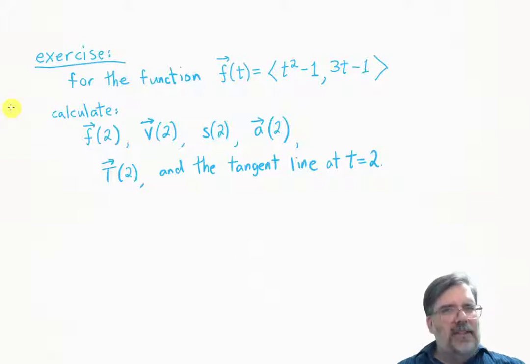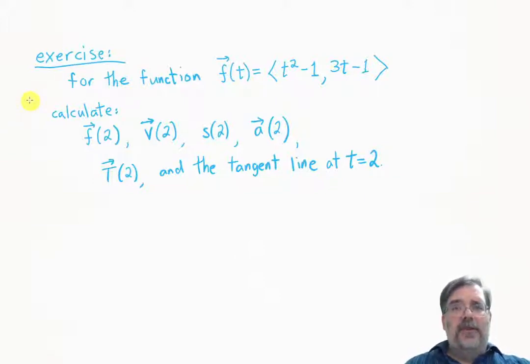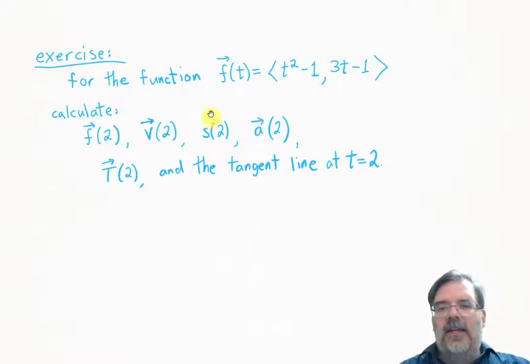But let's do an exercise here. We've learned a lot about a lot of different interpretations, both physics related and geometry related. So let's test that. You learn math by doing math, and let's try an exercise involving this function. F of t is equal to t squared minus 1, comma 3t minus 1. I'd like you to calculate these different things.